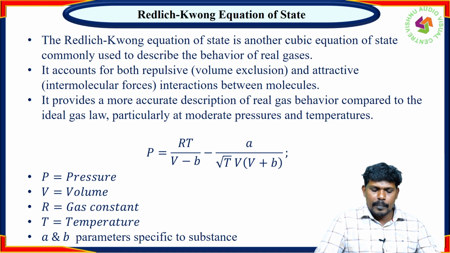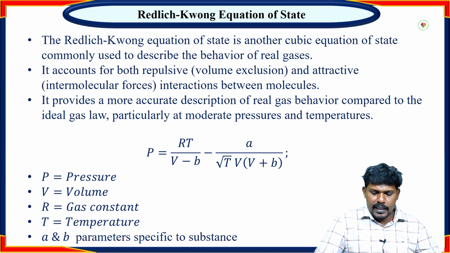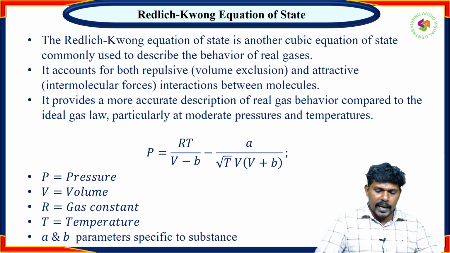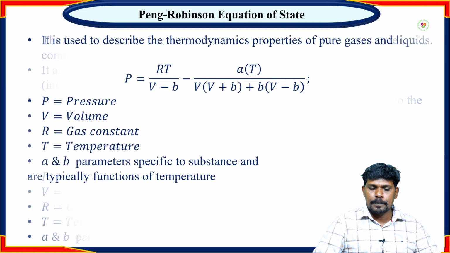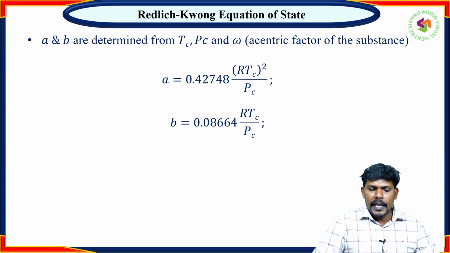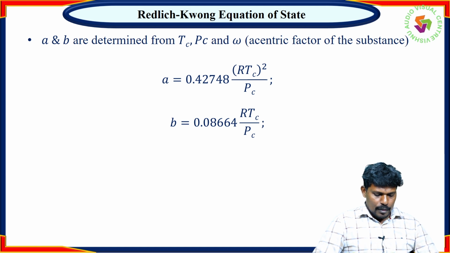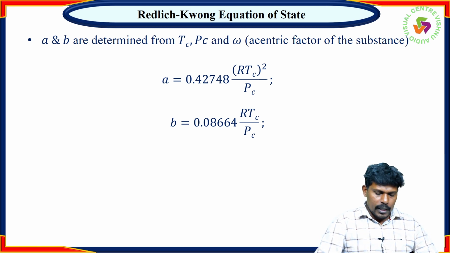Here, of course, P is the pressure, V is the volume, R is the gas constant, T is temperature, and A and B are parameters specific to the substance. So A and B are determined from the expressions. A is equal to 0.42748 R Tc whole square by Pc. B is equal to 0.08664 R Tc by Pc. So this is the Redlich-Kwong equation of state.